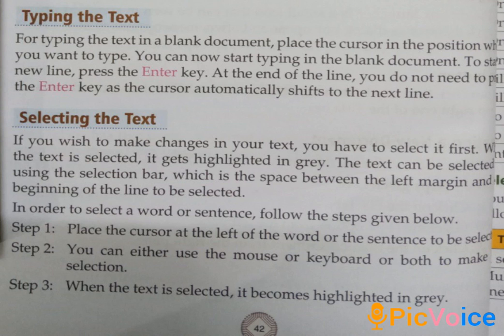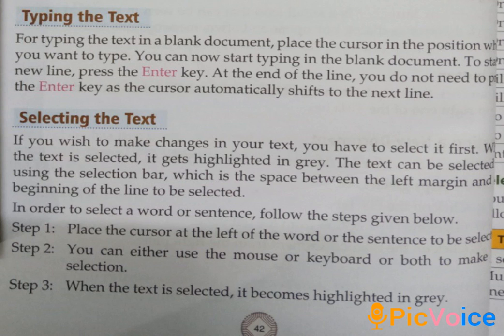Then selecting the text. How we can select the text? To select the text, we can use the selection bar or we can use the mouse. And when text is selected, it gets highlighted in gray color. And the selection bar is the space between the left margin and the beginning of the line to be selected.